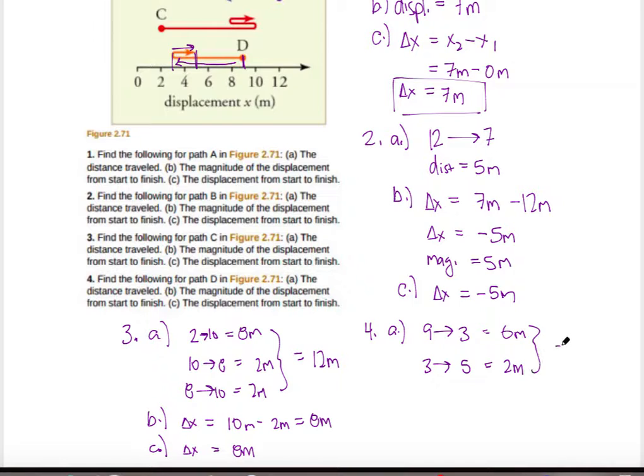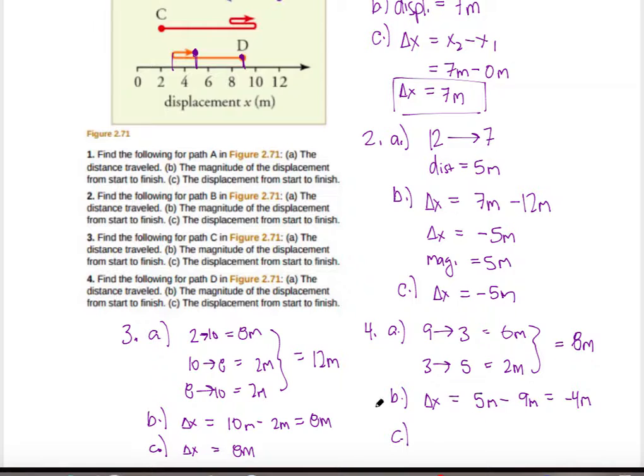So I put these two together, and the total distance traveled is 8 meters. For B and C, we'll go ahead and do both together again. Displacement is just going to be final position minus initial. So my final position is right here at the 5 meter mark. This is where I end. This is my initial position at 9. So I'm going to have 5 minus 9. So my displacement is negative 4 meters.